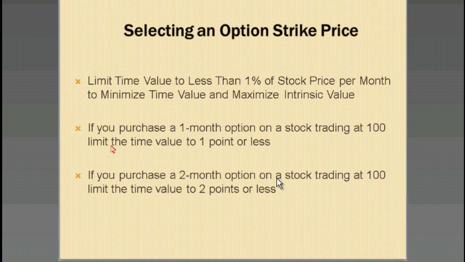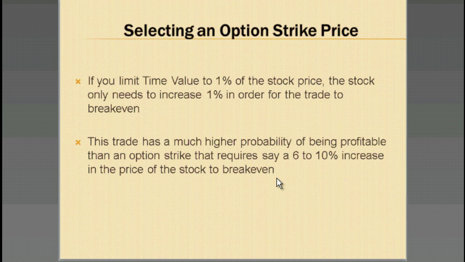So, for example, if you purchase a one-month option and the stock's trading at 100, you want to make sure that the time value portion of that option is 1 point or less. Another example would be if you purchase a two-month option on a stock trading at 100, you want to limit that time value to 2 points or less. So it's 1% of the stock price per month to minimize the time value, and I'll show you here some examples of why that's important.